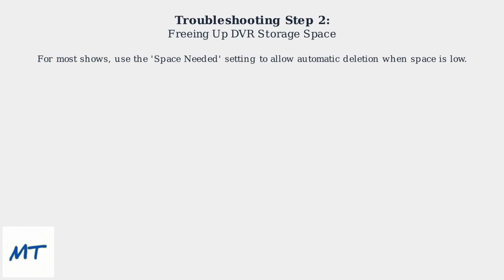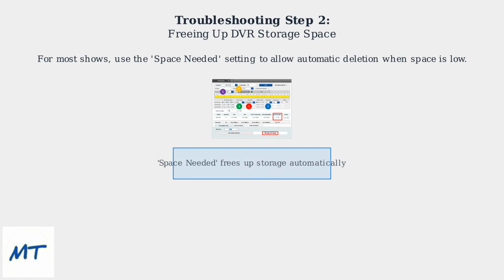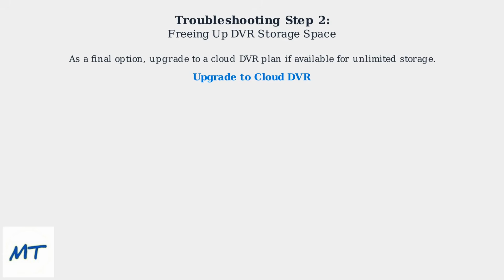If you're constantly running out of space, consider the Space Needed setting for most shows. This allows the DVR to automatically delete older recordings when space is needed. As a final option, upgrade to a cloud DVR plan if available. This provides unlimited storage and eliminates space concerns entirely.